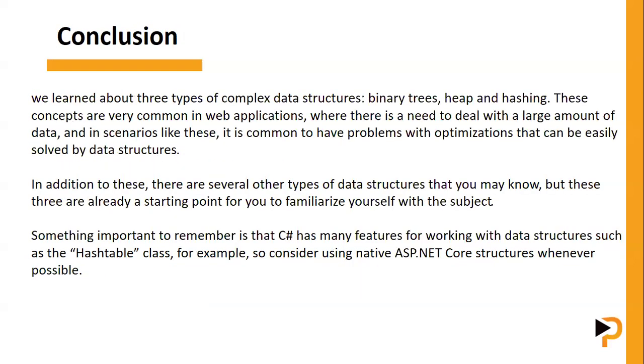So we will cover dictionary and whatever pending collection classes in the next few videos. So, all about data structures and advanced data structures, what exactly is the conclusion? We learned about three types of complex data structures: binary, heap, and hashing. These concepts are very commonly used in web applications where there is a need to deal with a large amount of data, and in scenarios with common problems like optimization and standardization that can be easily solved by these data structures.